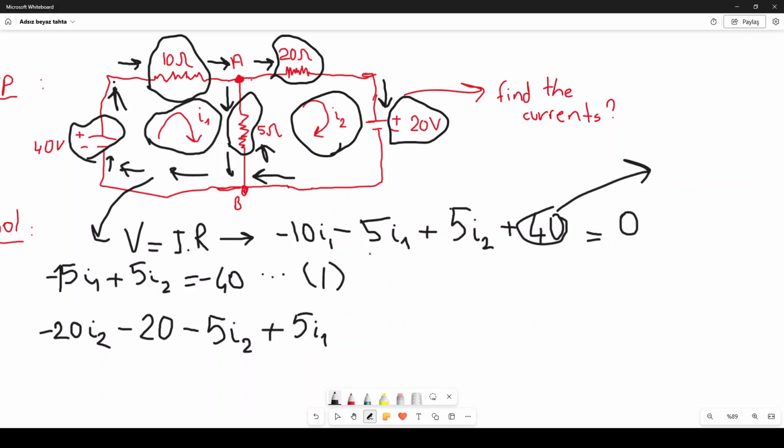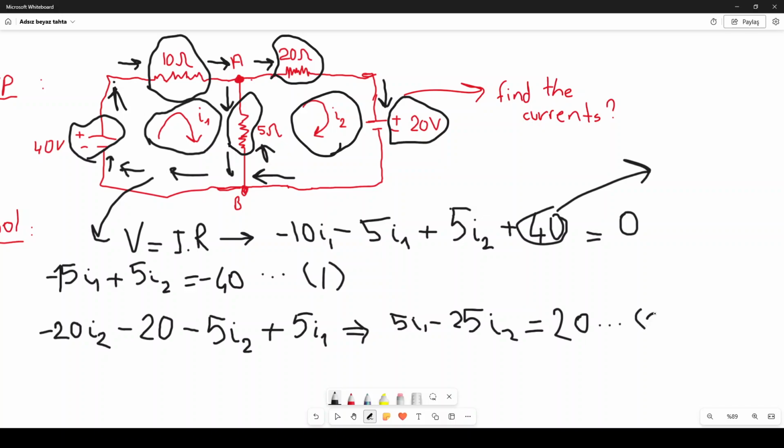Because the flow of I1 is in the negative direction, I have another equation. If I rewrite this equation, then what I have here is 5I1 minus 25I2 is equal to 20. So this is the second equation.